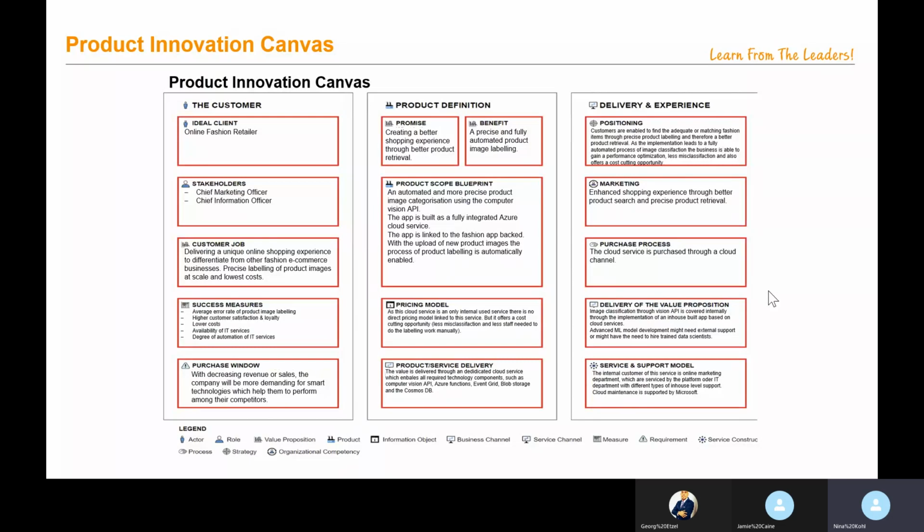Maybe you would need external support, or maybe you might have to hire trained data scientists if you want to do more advanced machine learning. So this is it so far for the product innovation canvas.